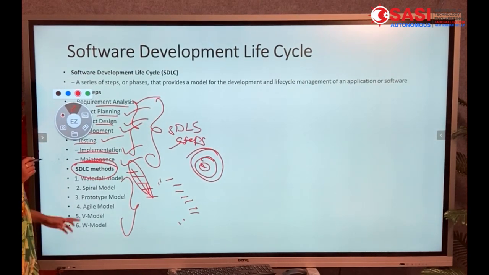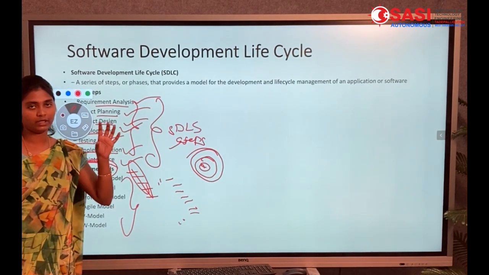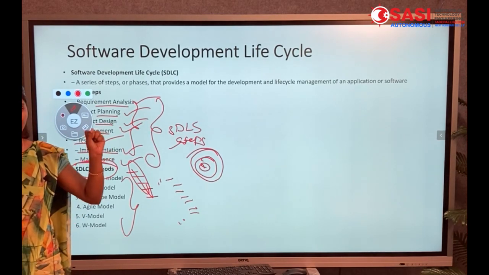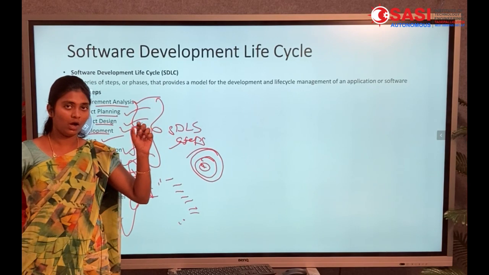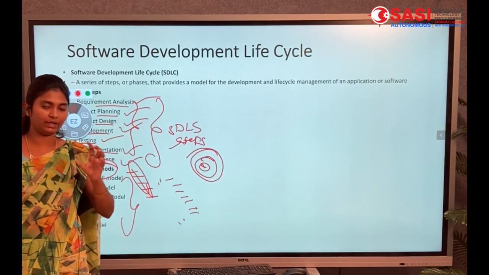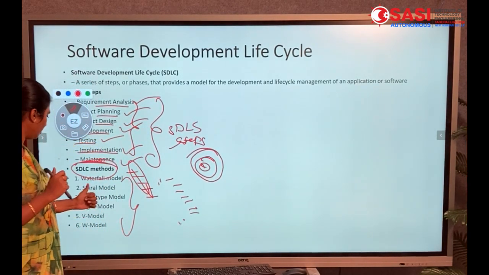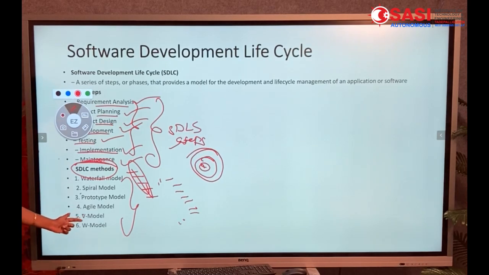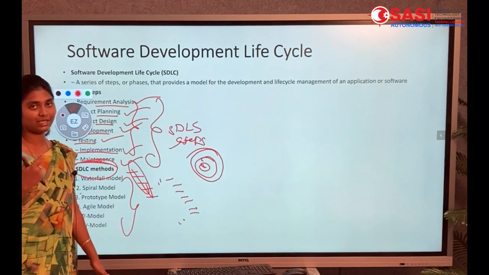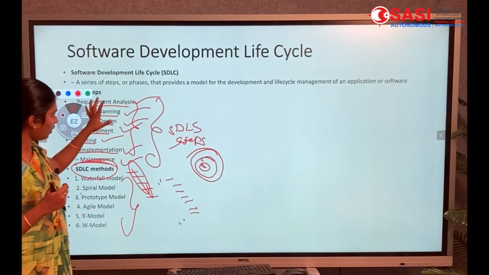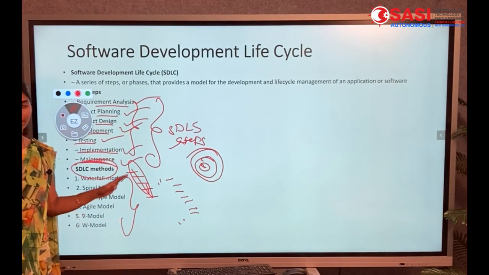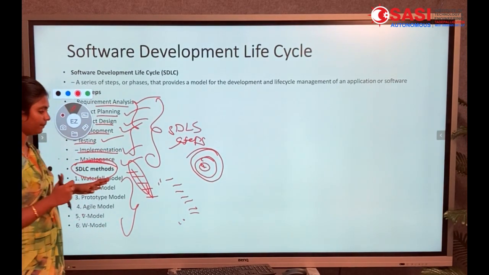Okay, next one, the prototype model. The prototype model has four different phases where iteration is involved in the middle of the phases, and the outer content is connected to the middle, which is nothing but a prototyping model. The V model and W model will be covered in the next slide. We can easily understand all these models in a clear way. So all these things are involved in the SDLC phases.